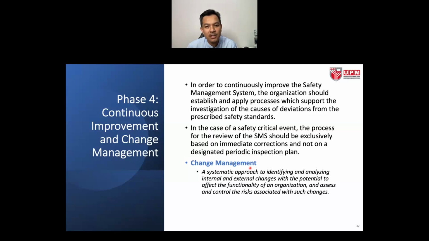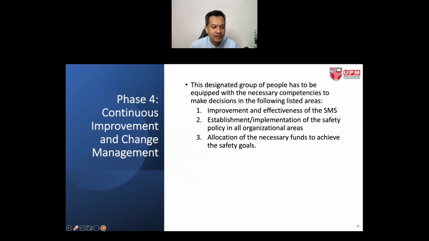What is actually change management? It is a systematic approach to identifying and analyzing internal and external changes with the potential to affect the functionality of an organization, and assessing and controlling the risk associated with such changes. That is what we mean by change management. Okay?